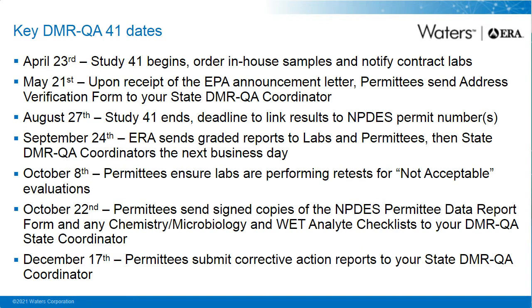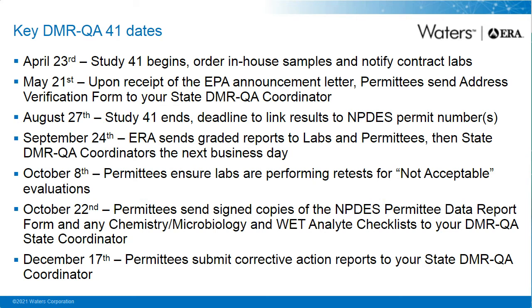The full schedule is in the DMR-QA 41 announcement letter from the EPA, but these are some key dates. One change after we went to press, the address verification form was not really due back on May 21st, because the EPA just sent the letter out last week and they made a change. You now have until June 4th. You can see Study 41 closes August 27th this year. That's the deadline for your in-house and contract labs to link their results to your NPDES permit numbers.